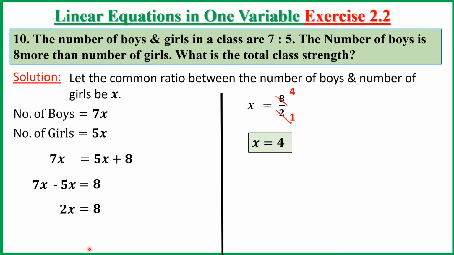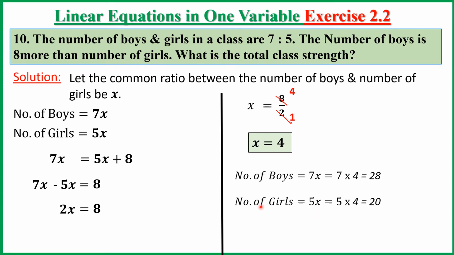What is the question? They are asking what is the total class strength. So we have to add the number of boys and the number of girls, and we have got the value of x. So you have to substitute the value of x in the number of boys and number of girls. The number of boys equals 7x, which is 7 into our value of x, which is 4. So 7 into 4 is 28. So the number of boys equals 28. Next, the number of girls equals 5x. So we substitute the value of x. x equals 4. So 5 into 4 equals 20.